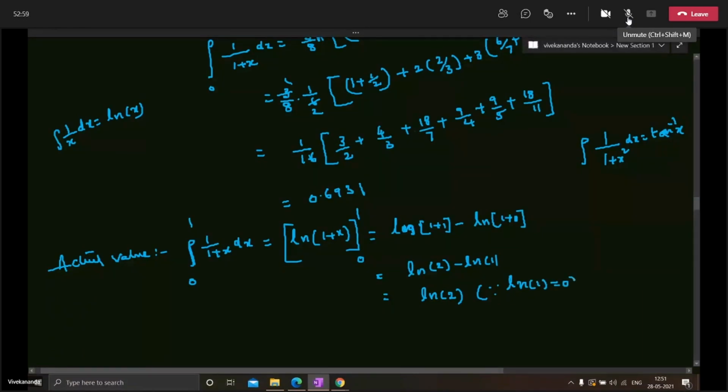Now tell me the value. Use the ln. Ln is nothing but natural logarithm. Ln is nothing but log base e. Log is nothing but log base 10. This is a natural logarithm, this is a Napier logarithm. So what about the ln 2 value? 0.6931.